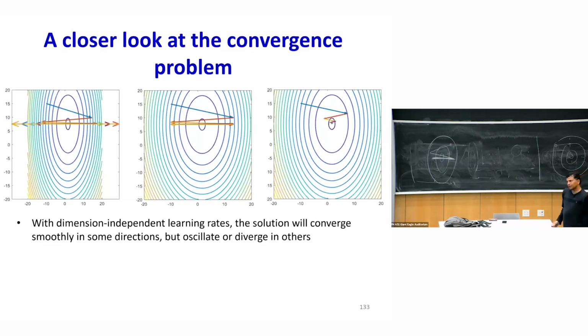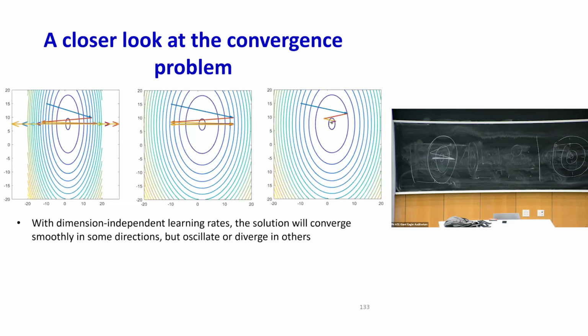Yes? You converged in your y direction. I converged in my y direction, and in the x direction? You're oscillating going back and forth. I'm oscillating back and forth. Now, suppose I were allowed to decouple the learning rates in the two directions.